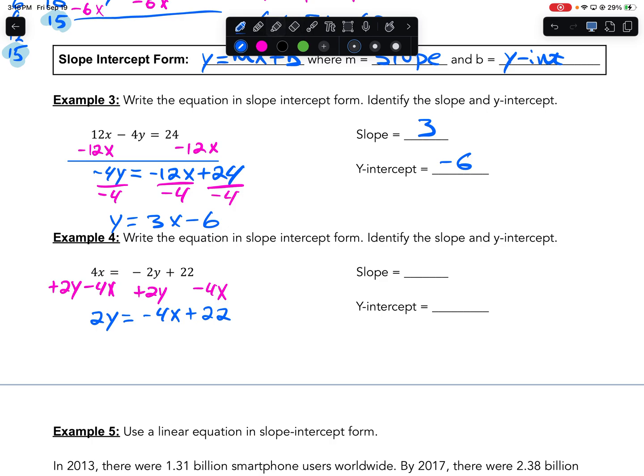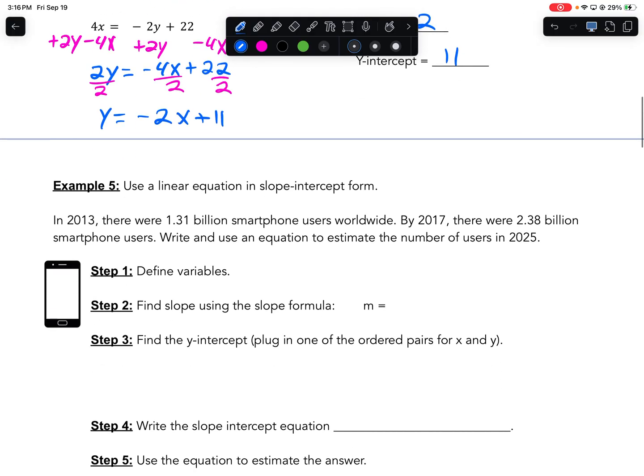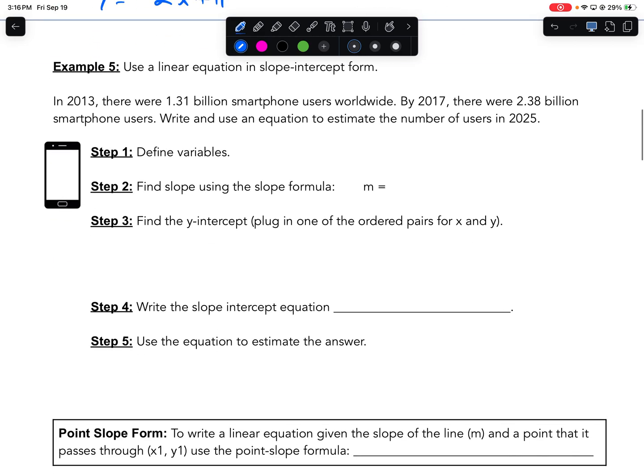What's my last step there, anyone? Divide by 2. Okay, so what I get is y equals negative 2x plus 11. Slope is negative 2. Y-intercept is 11. Very basic algebra stuff. But again, that would be like 2 days in Algebra 1. You'd be beating that stuff over your head.